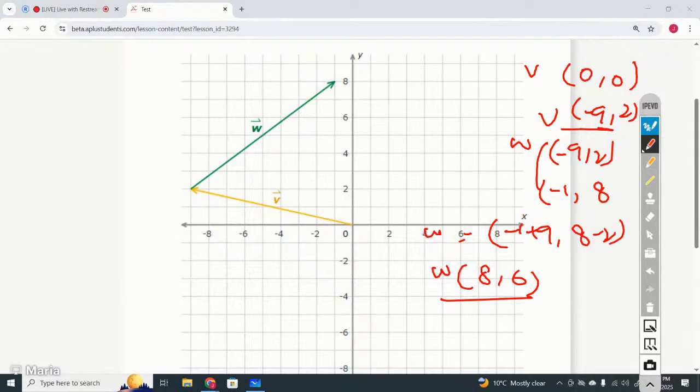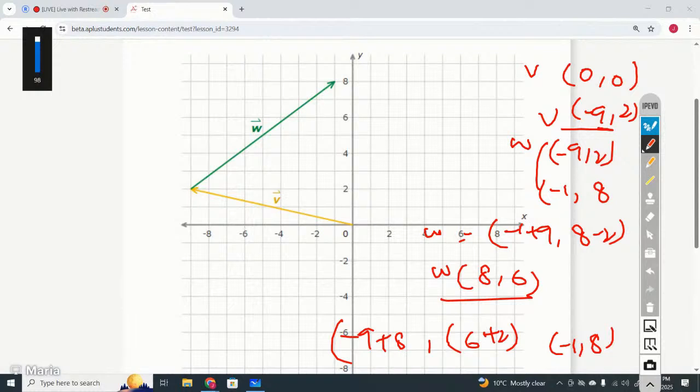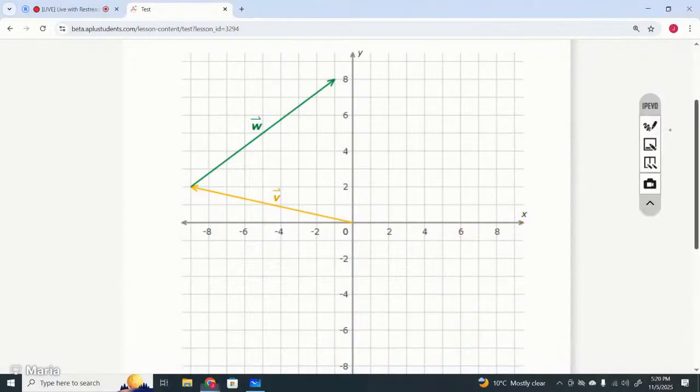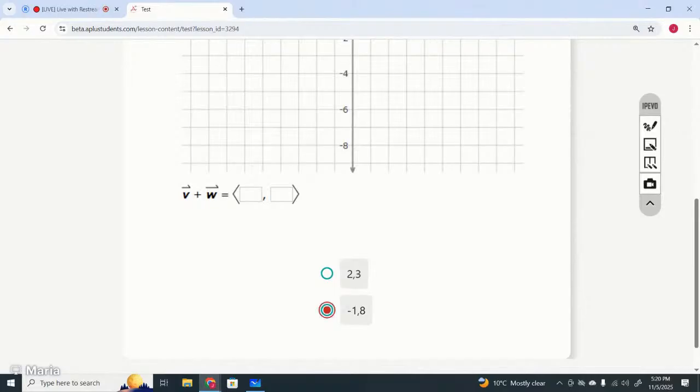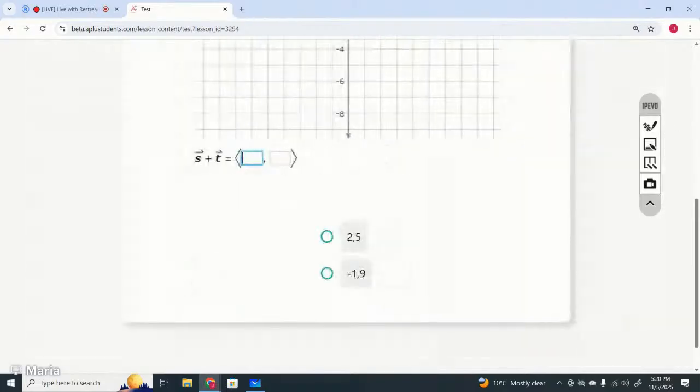So use the coordinate components of v and w and find their sum. Add x component to x component, negative 9 plus 8, and 6 plus 2. Negative 9 plus 8 is negative 1 and 8. So the resultant vector of v and w is negative 1 and 8. Option number 2 is the correct option. They are negative 1 and 8.